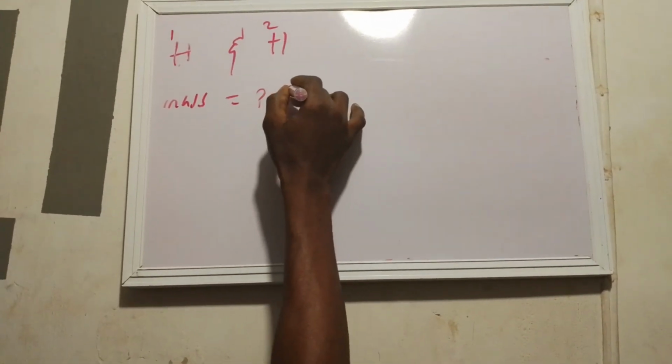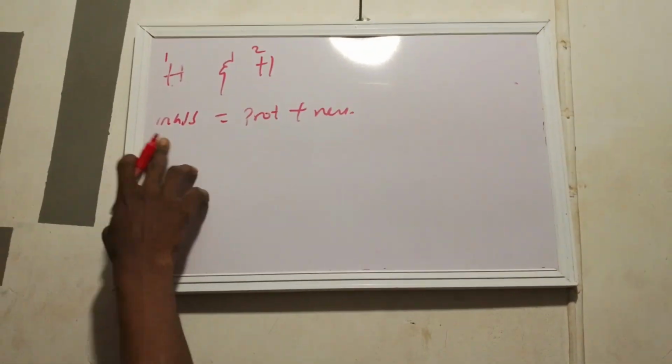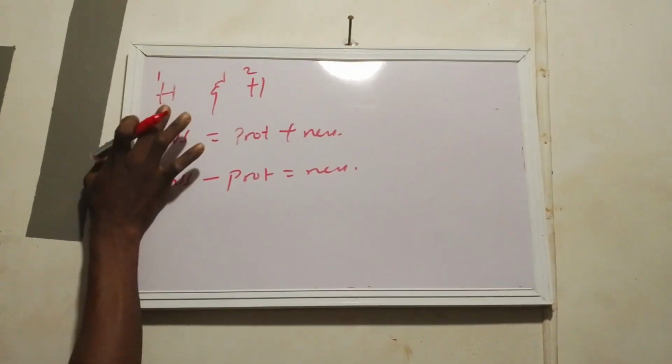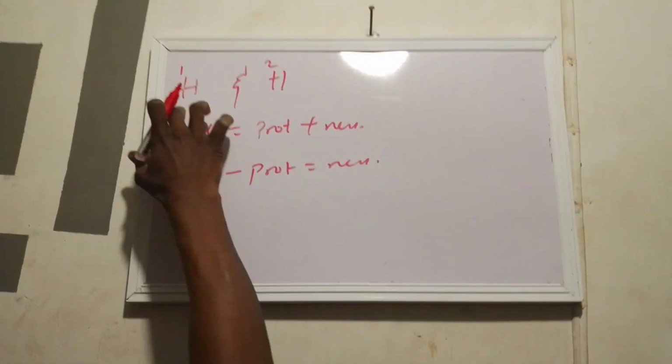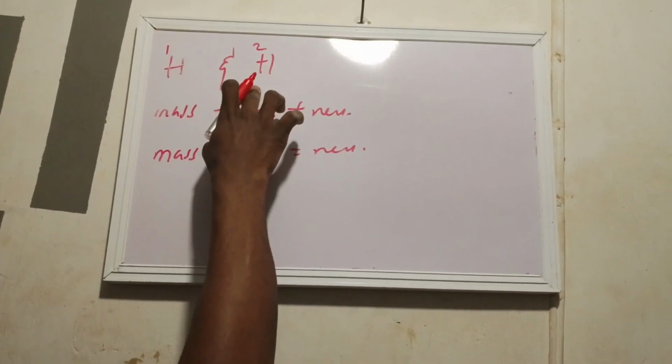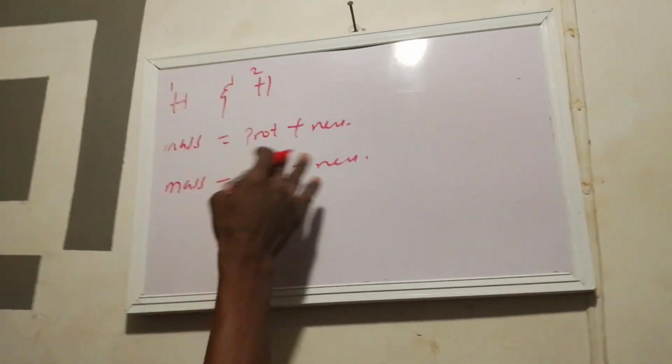Also, for neon 22 and sodium 23, you can see that neon has atomic number of 10. So when you subtract 10 from 22, it gives you 12, and sodium has atomic number of 11. When you subtract it from 23, it gives you 12. So they both have the same number of neutrons, that is isotonic.